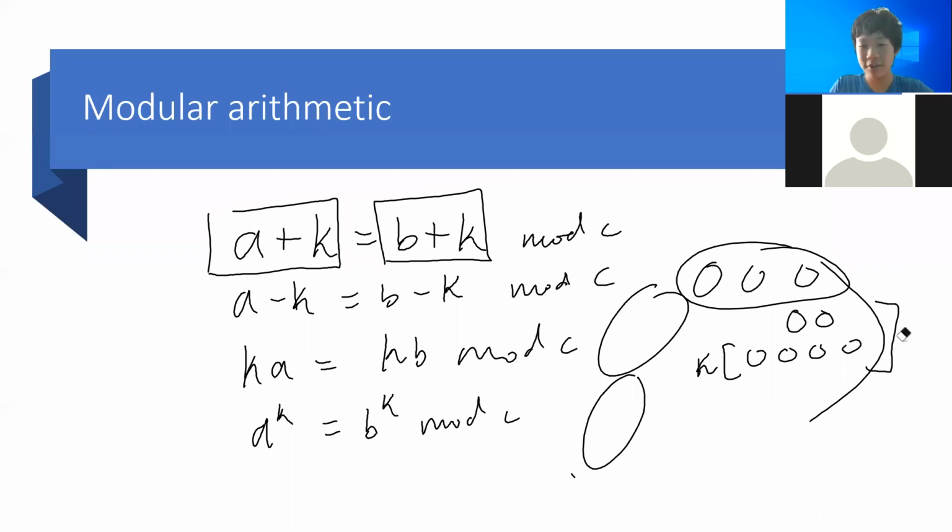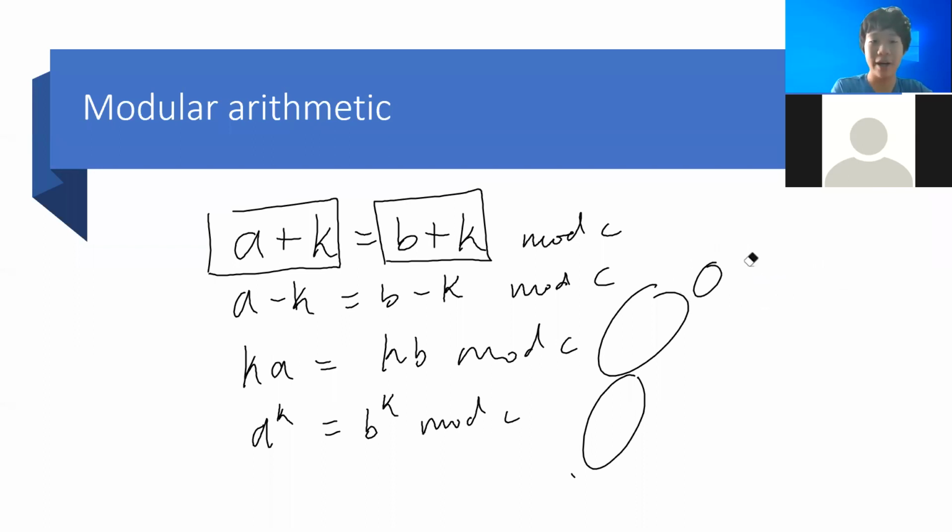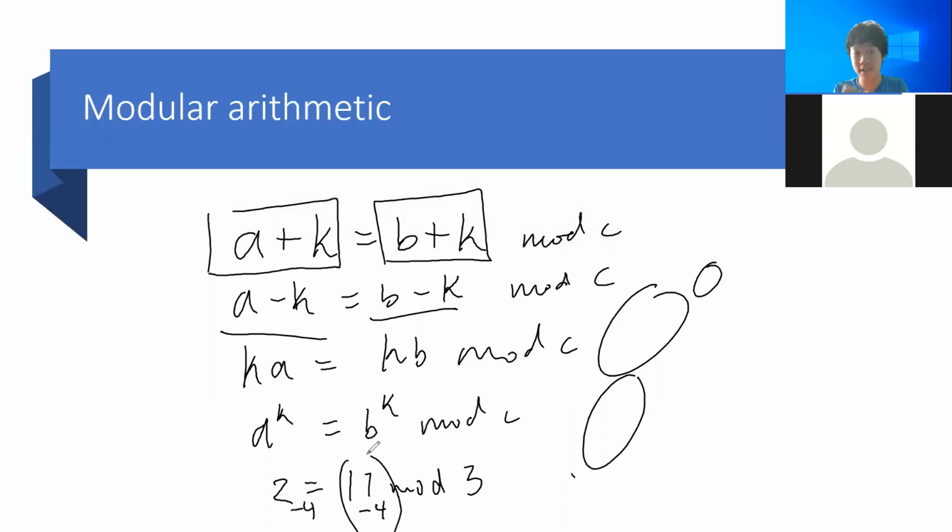Similarly, if we were to do A minus k, let's say we're taking away 4 items from this group. Then we're unpacking this group and taking 2 out. So B has been reduced by k, and A has been reduced by k. In the beginning, we had 2, which was A. 2 equals 17 mod 3. If we subtract 4 from it, we can subtract 4 on both sides. The whole group of 17 decreases by 4, and 2 decreases by 4. So we get negative 2 equals 13 mod 3.